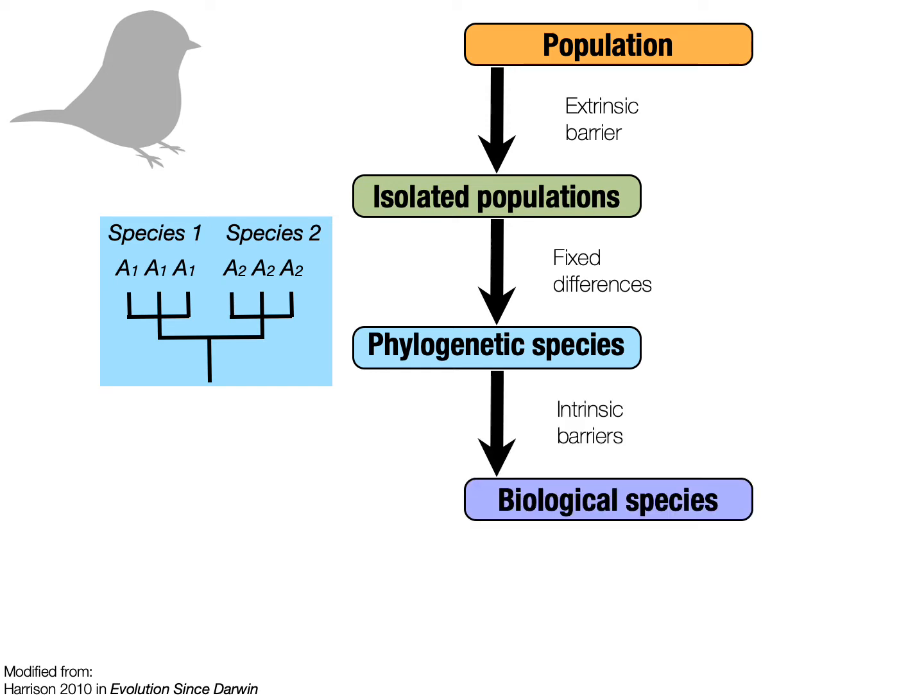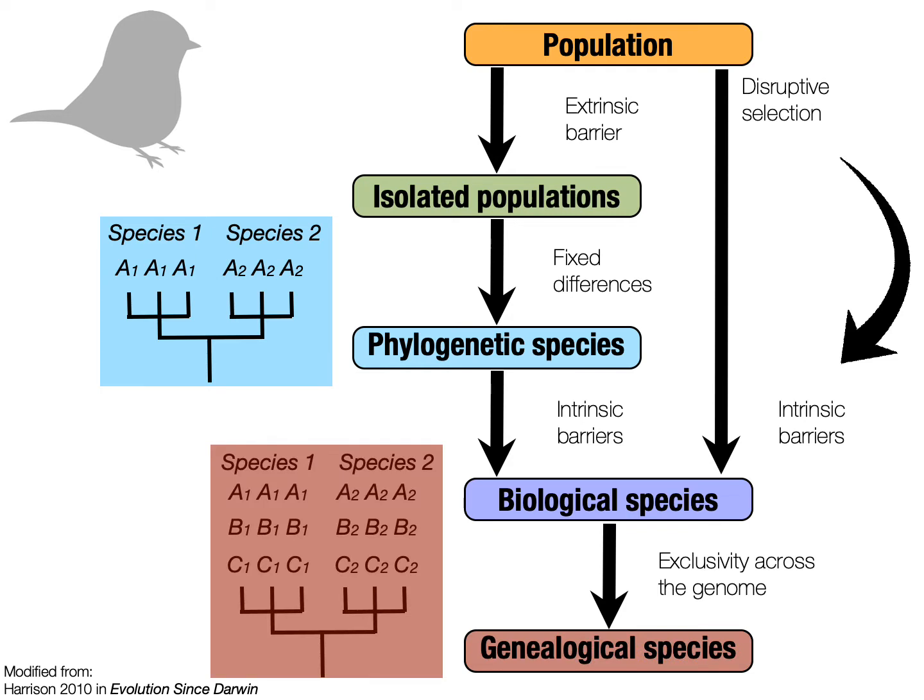As divergence continues, you get the evolution of intrinsic barriers, things like low hybrid fitness, hybrid sterility, those sorts of things, to the point where you might consider your diverged populations to be biological species, where there's some form of reproductive isolation established between them. At kind of the quote unquote end of the process, you might have what you could consider genealogical species, where you have exclusivity across the genome.